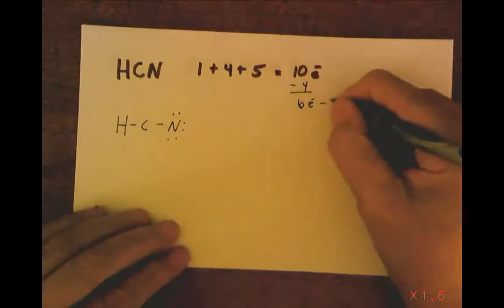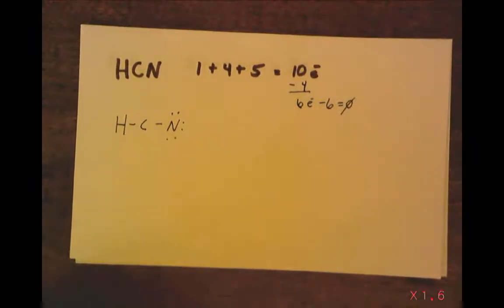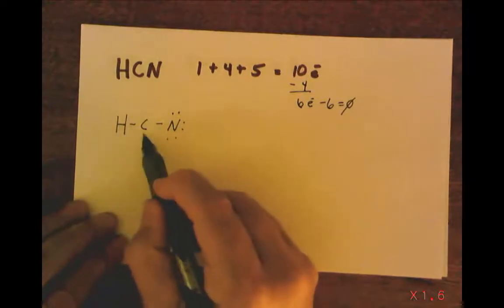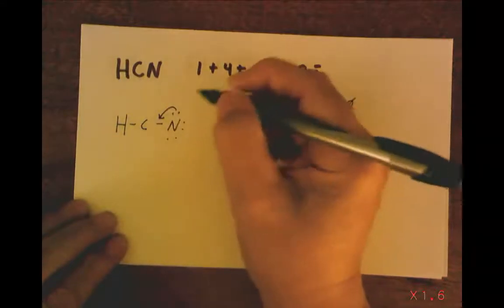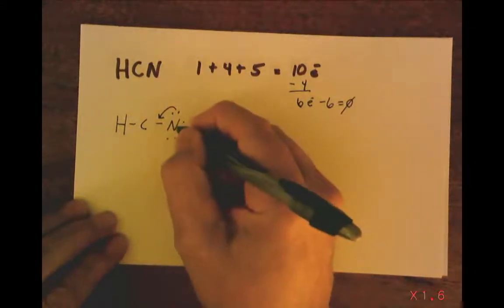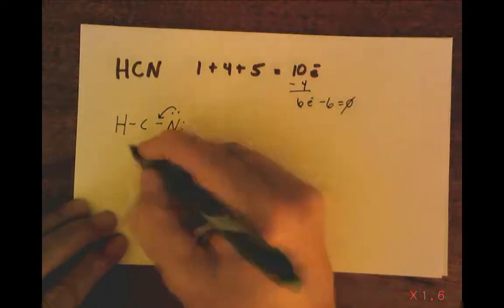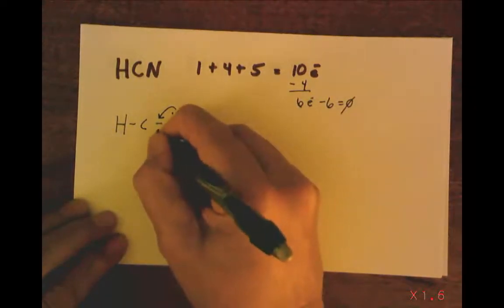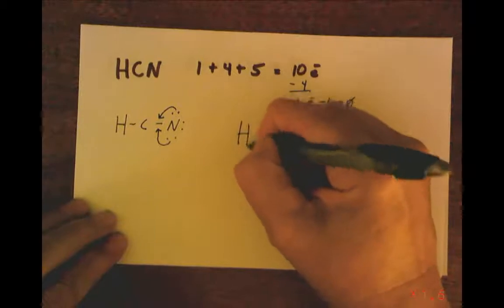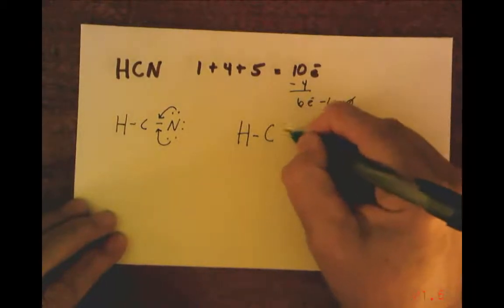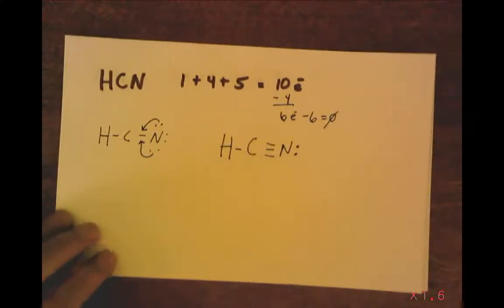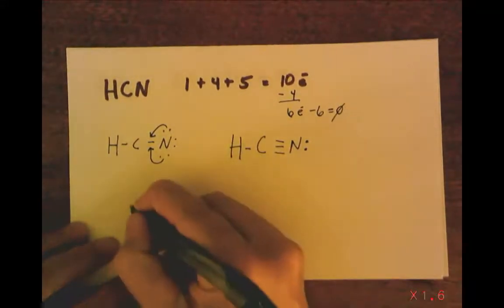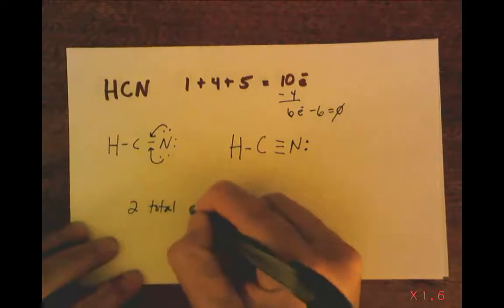All right, so now I've used all 6. I have no more electrons left. Happy, happy, not happy. Okay, so what do we do? We have to push a pair down in between. Okay, and that makes nitrogen still happy, but carbon not happy yet. So we've got to push one more pair. So we end up with hydrogen, carbon, triple bond, nitrogen with 1 pair left. Okay, so what kind of shape do we have? Well, we have 2 total electron domains.